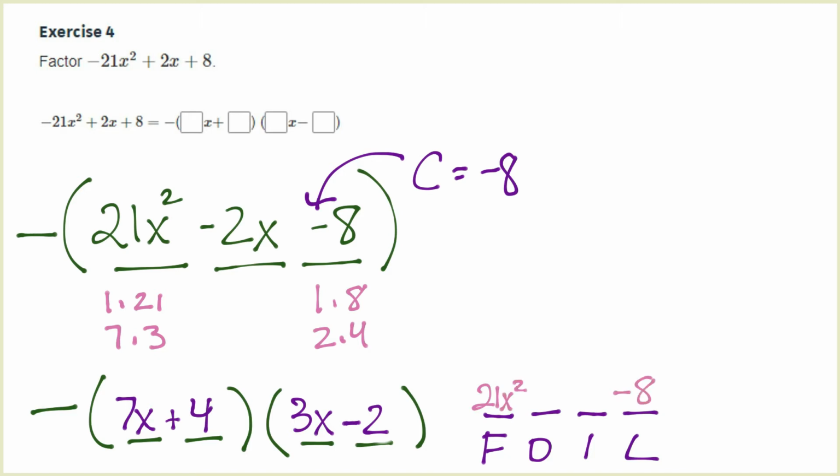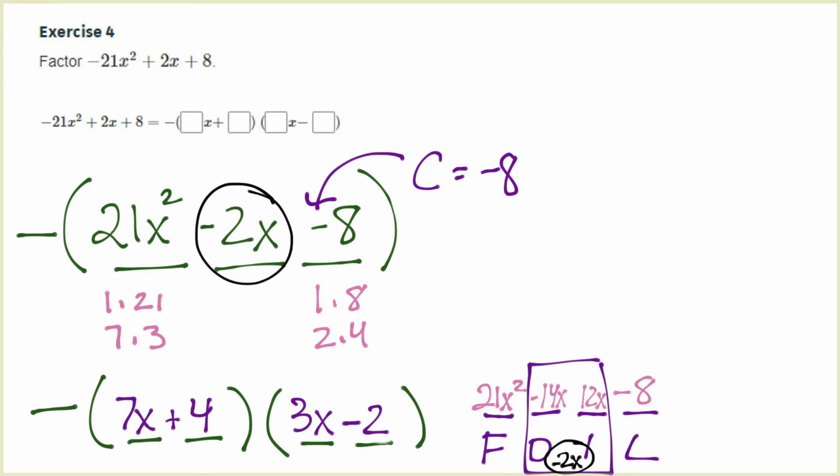I know that my lasts are going to be right. That's -8. But what we're looking for is the outers, 7x times -2, which is -14x, and our inners, 4 times 3, which is 12x. And when we put those together, that will give us a -2x. And that is exactly what we're looking for because our middle term of our trinomial is -2x. So now we have the answer.